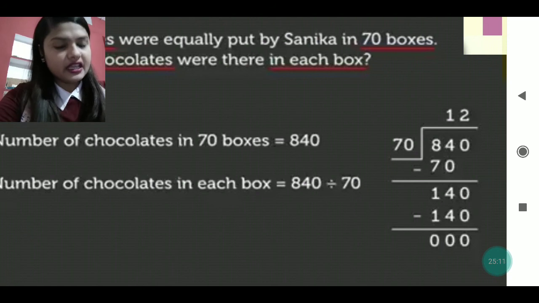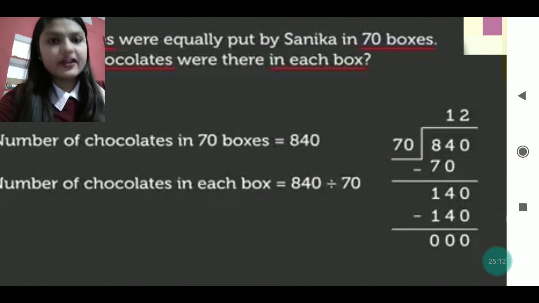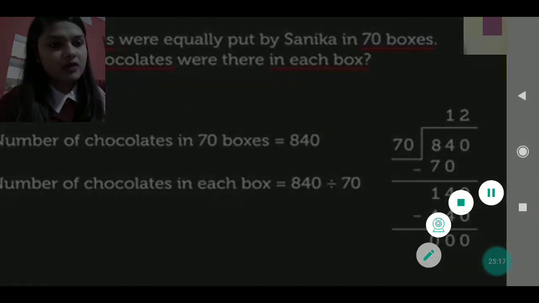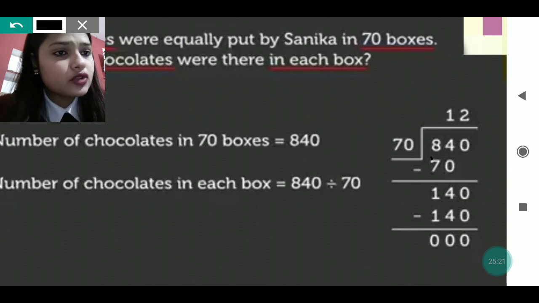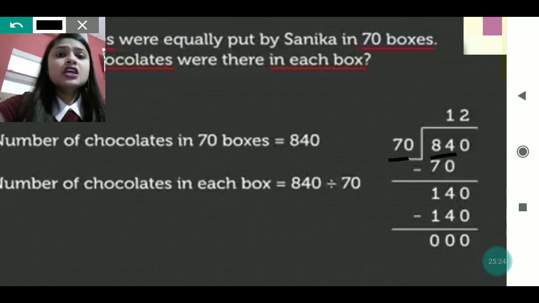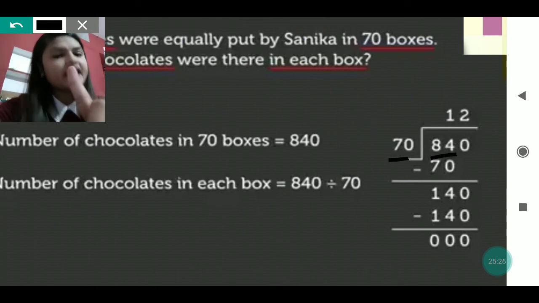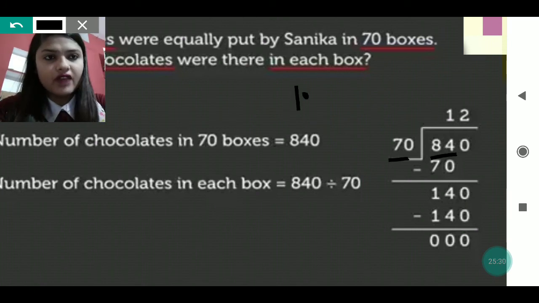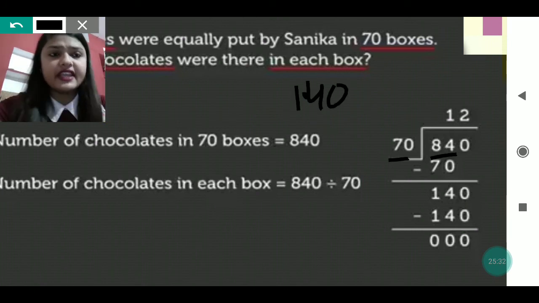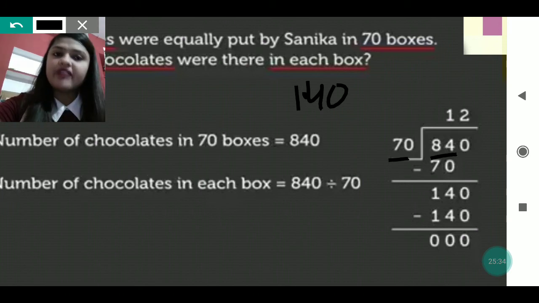So 840, we will not divide the whole 840. What will we divide first? 84 only, isn't it? Because in the first time we will take two numbers only. So 84 we will divide by 70. In the table of 70, in one time only 70 will come. If we go two times, it will be 140. So 140 will become greater than 84, so we cannot take it, but 70 we can take.